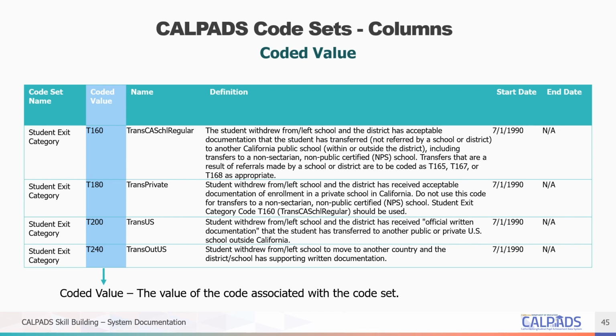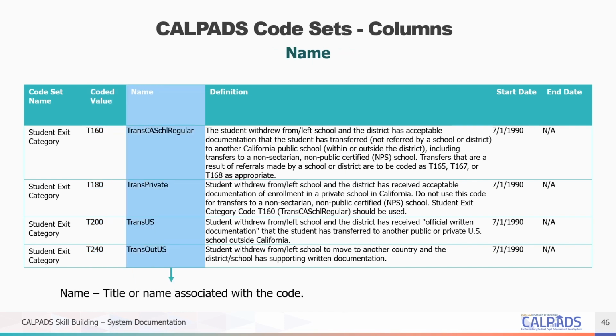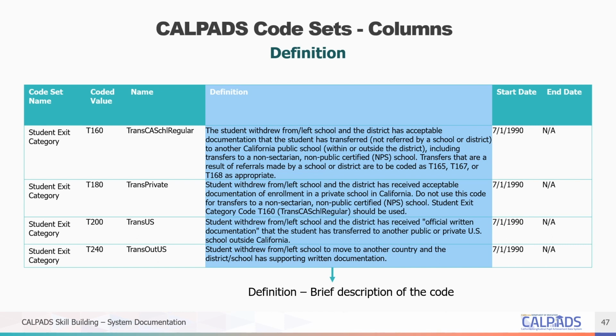After the code set name is the coded value. The coded value is the literal value of the code, or the characters and numbers populated in a given field. The name is the name of the code for which the coded value represents. Each name is defined in the next column. So, for example, code T160 is named Transferred to California School Regular and indicates that a student has transferred to another California public school. The definition is the description of the code value. So, code T240 is named Transferred out of US and defined as student withdrew from or left school to move to another country, and the district or school has supporting written documentation.